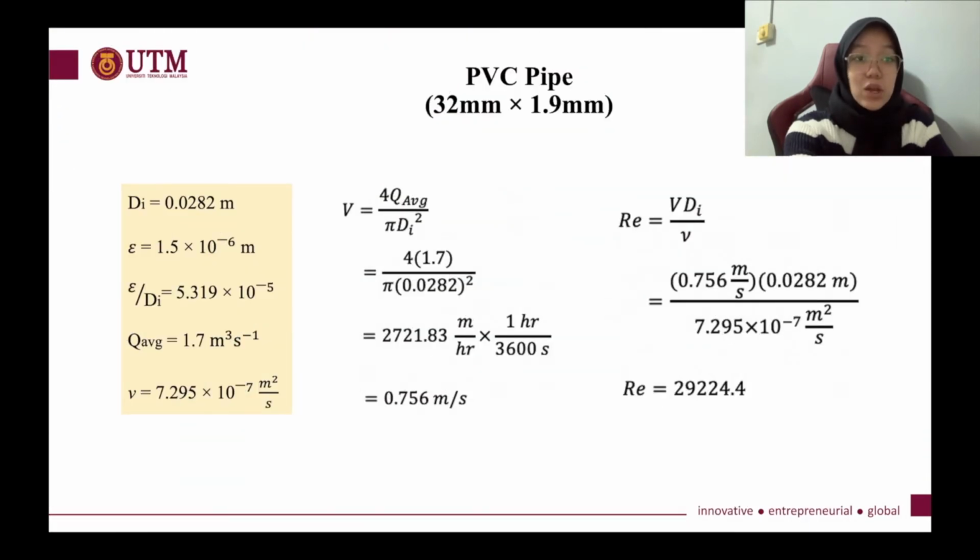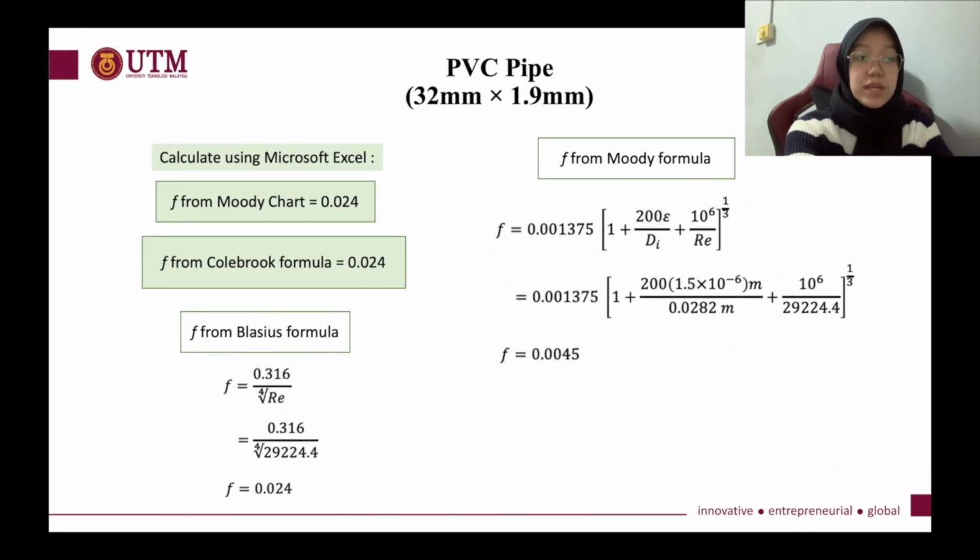Alright, last but not least is the PVC pipe of size 32 mm times 1.9 mm. At the left side in the box is the given data. We have to substitute the given data into the formulas for velocity and Reynolds number. For the velocity, I got 0.756 meter per second, and for the Reynolds number, I got 29,224.4.